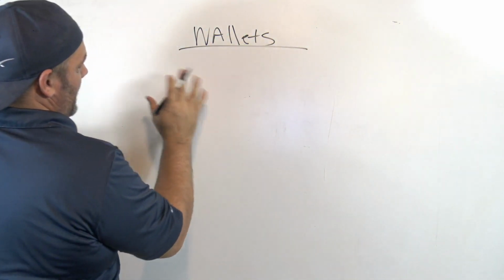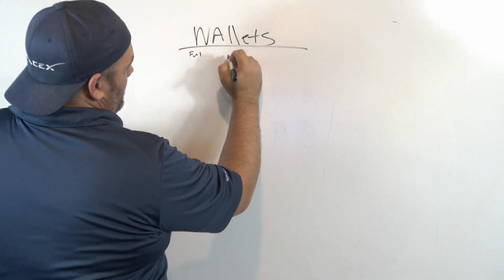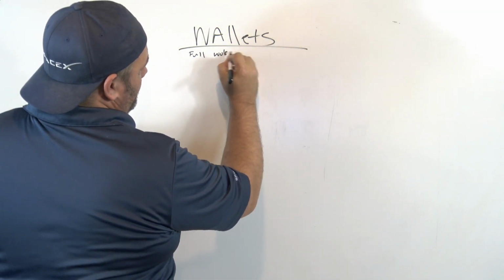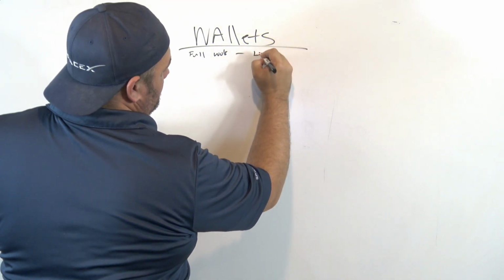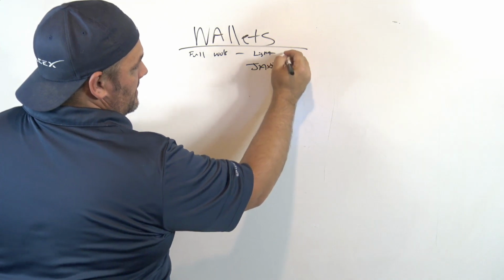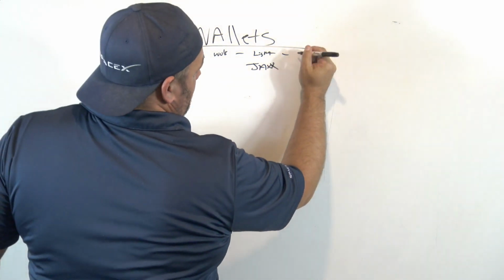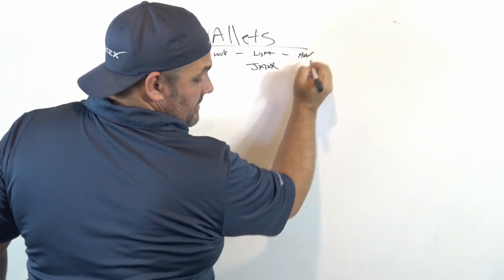And let's look at, we talked about the full node, light node, which would be like a Jaxx, and then like a hardware wallet.